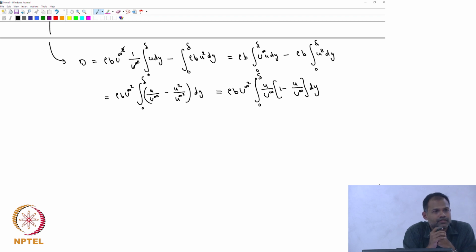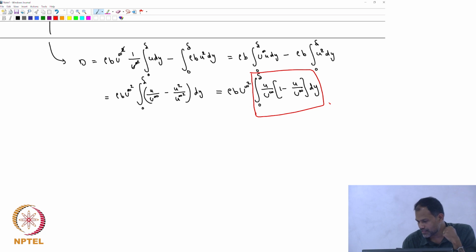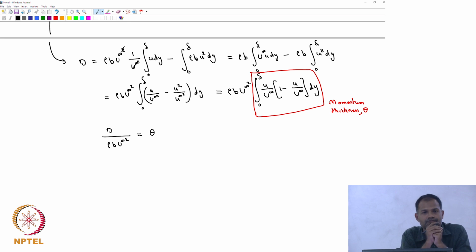Now, what we are going to do is give this part a name, and that is momentum thickness theta. It's really a measure of drag force. If you look at it, D divided by rho B U infinity square is equal to theta, because that integral is theta. So that's nothing but a measure of total drag exerted by the plate on the fluid.